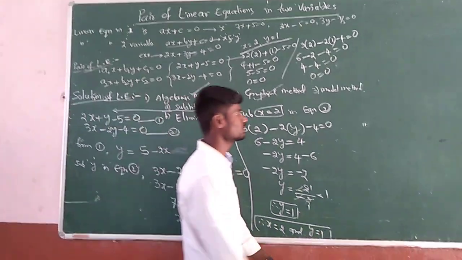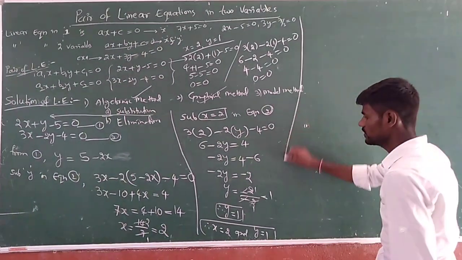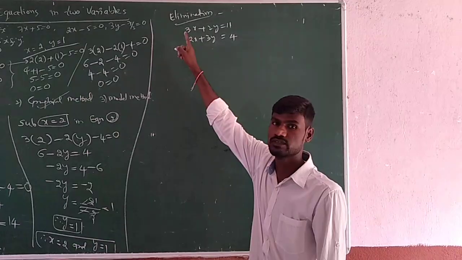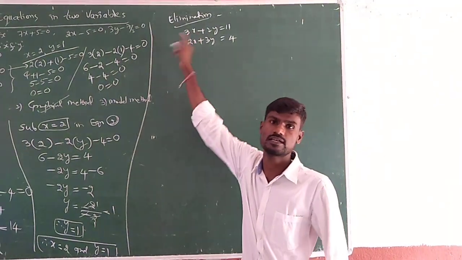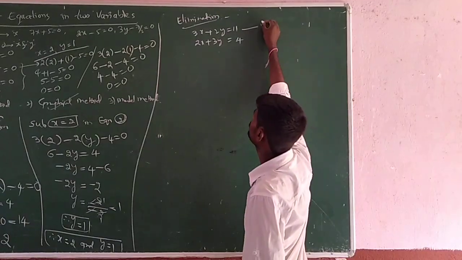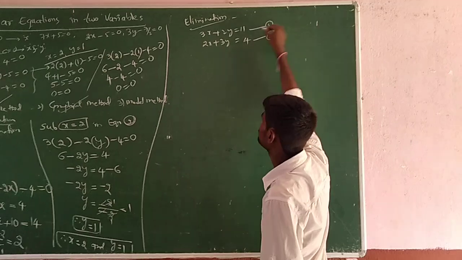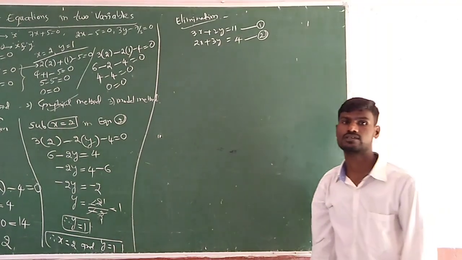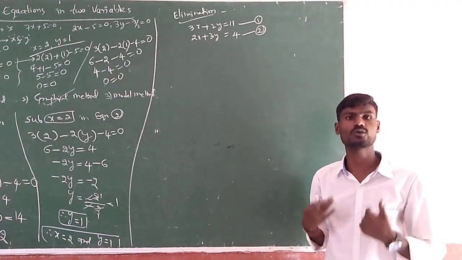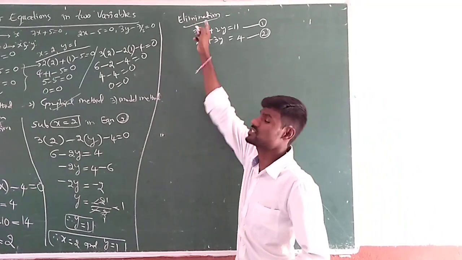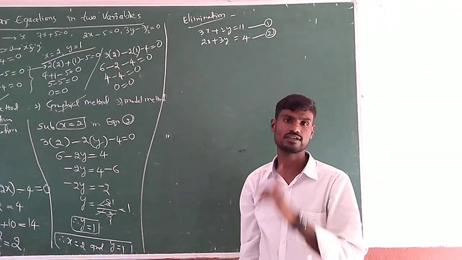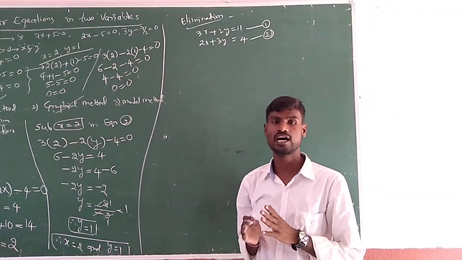Next, coming to the method of elimination. Okay, the next method is the elimination method. So let us consider a problem based upon elimination. In the elimination method, they will give two equations for us. Let us take them as equation 1 and equation 2. Method of elimination. Again, from the method name itself, we have a clue. What is that? Elimination means out of the two variables, we need to eliminate one variable. How can we do that?